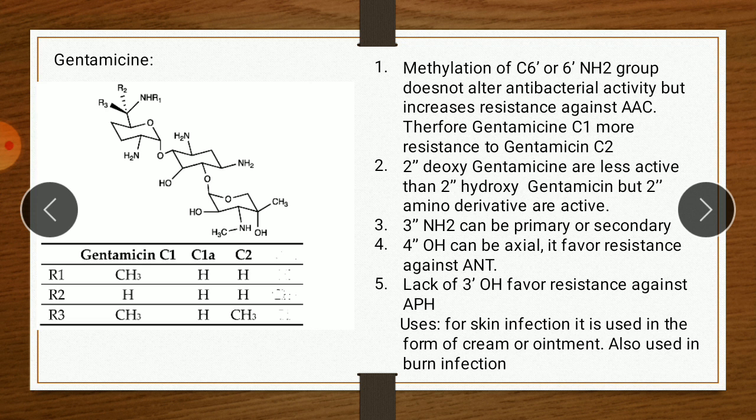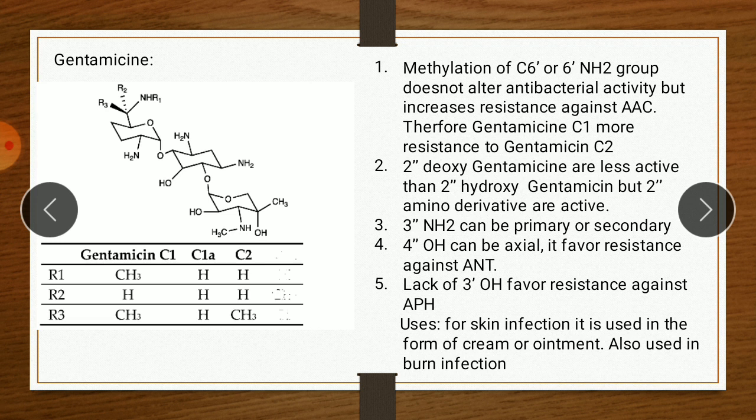So here there is again a central ring, then an above ring and a below ring. The numbering pattern is the same. In case of the above ring, the numbering is 1 dash, 2 dash. So this ring is 1 dash, 2 dash, 3 dash, 4 dash, 5 dash, 6 dash. Similarly, the below ring is called 1 double dash, 2 double dash, like numbering is given. So here again there is a SAR.